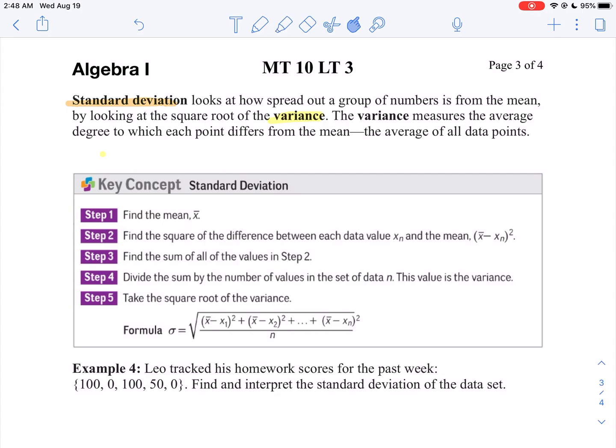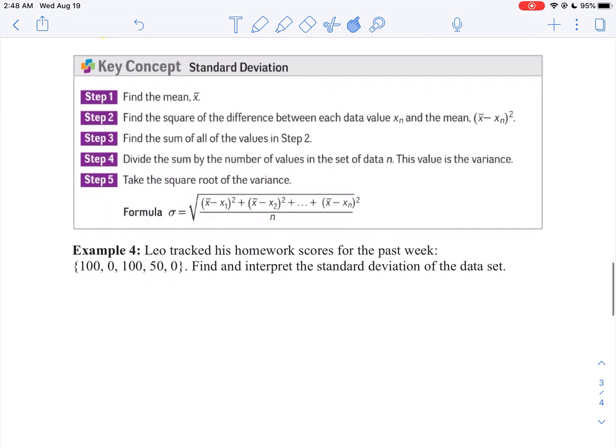Now, I gave you step-by-step instructions here, but I think it's easier to see with a table. But let's go through these step-by-step and then we'll apply it. So I want to find the mean, x bar. I'm going to find the square of the differences between the data set and the mean. In other words, I'm going to take my mean, subtract my data set, and then square that. I'll explain why we square that in a second. We find the sum, and then we divide that to find the average.